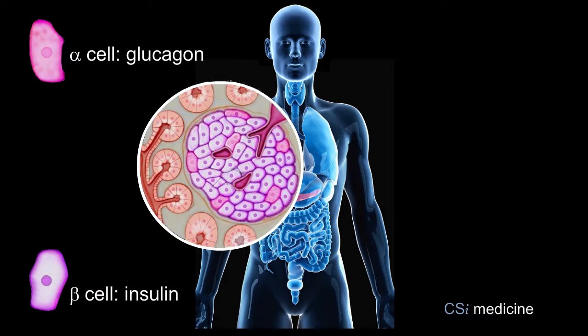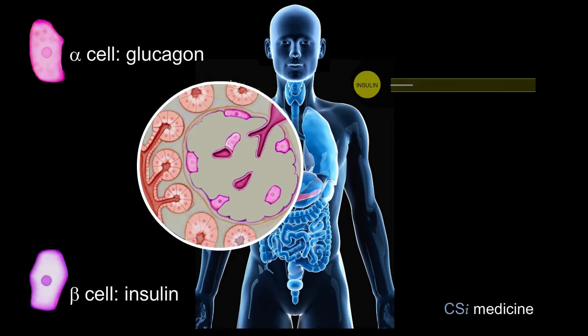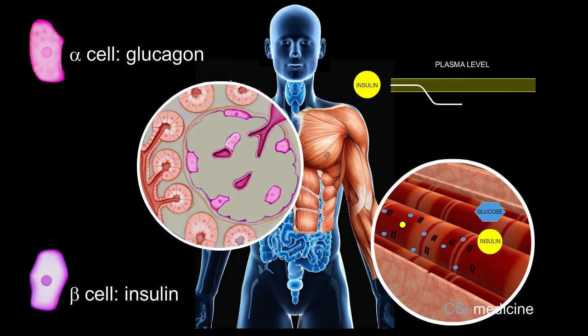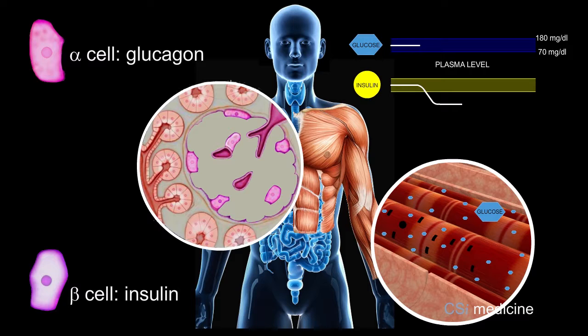In type 1 diabetes mellitus, the immune system destroys pancreatic beta cells. With no insulin present, glucose entry into skeletal muscle is markedly reduced. Glucose levels in the extracellular fluid, the ECF, rise, and we detect this as hyperglycemia on blood testing.